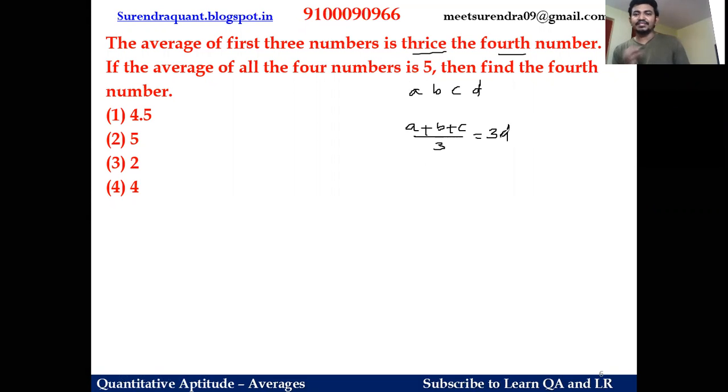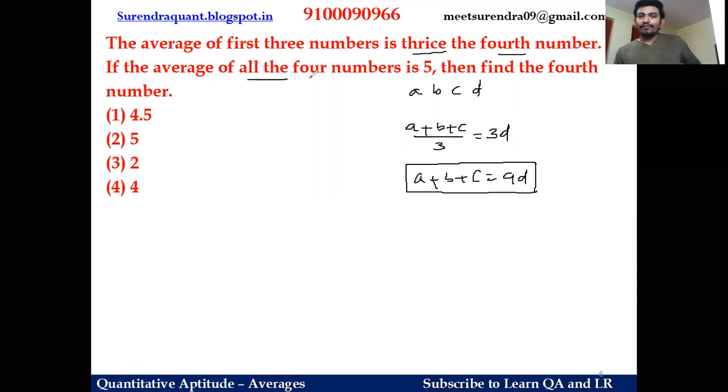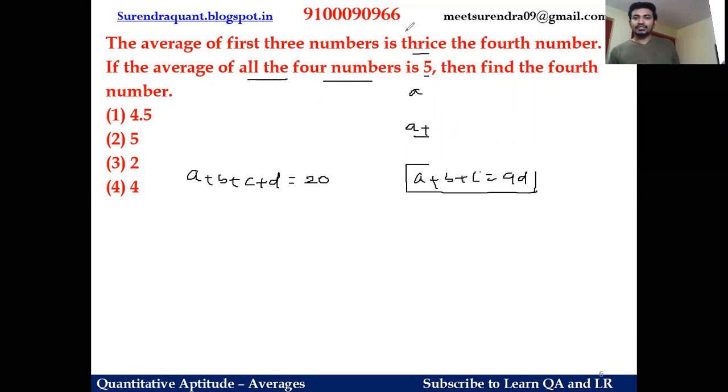So A plus B plus C by 3 is 3D. Then how can you write the sum of A, B, C? If you cross multiply 3, 3D into 3, 9D is A plus B plus C. Very clear? Okay, let's come to the second statement. The average of all four numbers is 5. So if the average of four numbers is 5, what is the sum of the terms? 4 fives are 20. So the sum of the four terms is 20.